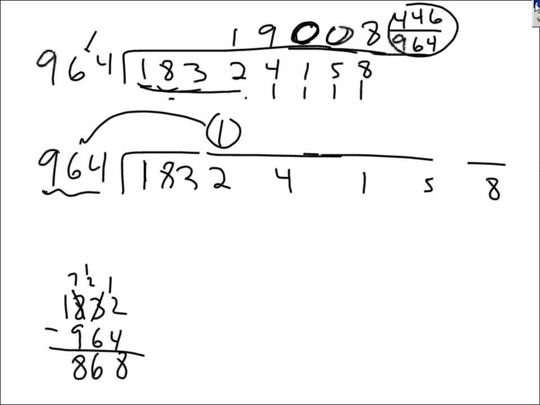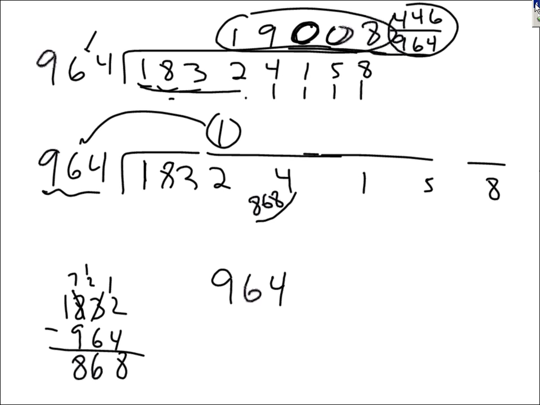Okay, the remainder is 868. That's the number that goes there. Now, since I have my answer, I'll be pretty good at guessing. I'll guess that the largest multiple of 964 that does not go over 8684, does not go beyond that number, will be 9.